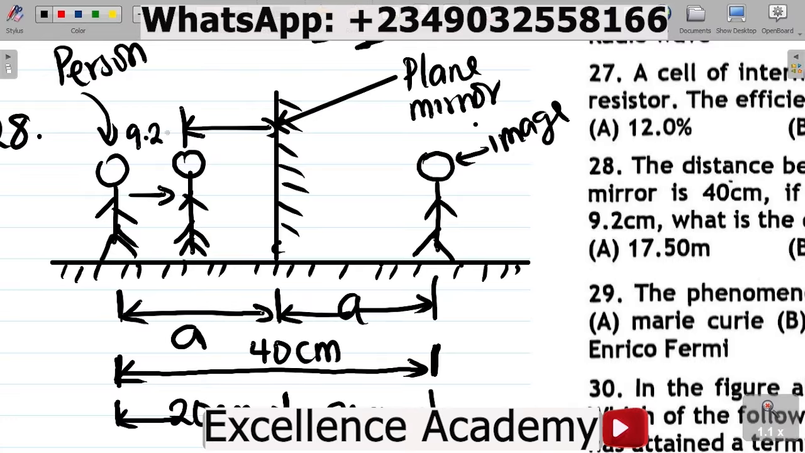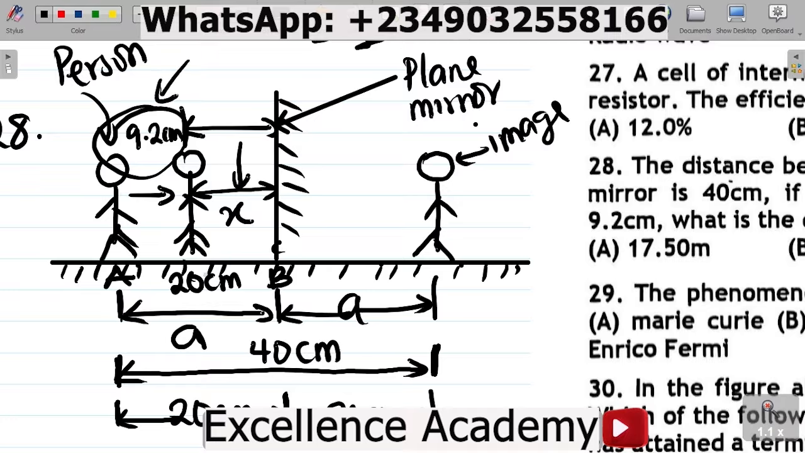So 9.2 centimeters. Now, if this is the case, what will be the new distance of the person or the object to the mirror? What is this new distance here? We know very well that, let's call this point A and this point B, from A to B is 20 cm, but this man moved towards B, that's the mirror, by 9.2 cm. So what is the distance left? Let's call it X. To get the distance left, it means 9.2 plus X is equal to what? 20 cm. So let's find that.